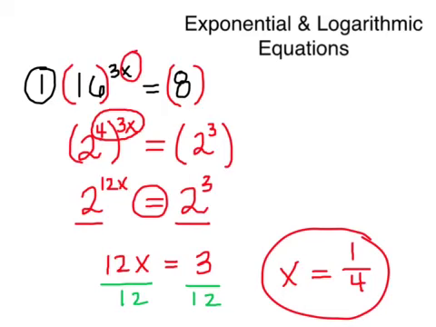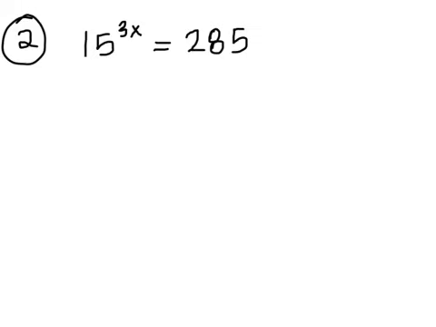You can always check your answers to see if that actually works. You could take 3 times 1/4 is 3/4. Take 16 to the 3/4 on your calculator and see if you get an 8. So that method works great when you can find common bases. But what if you can't find common bases? There is not a common base that we can raise both of these to. And so we have to have another method.